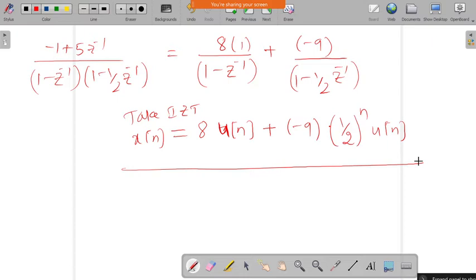Is it understood how to get it? In any step, any doubt? Hello?